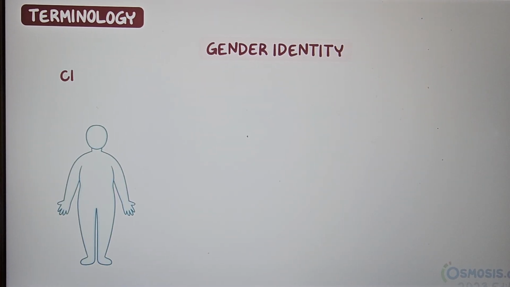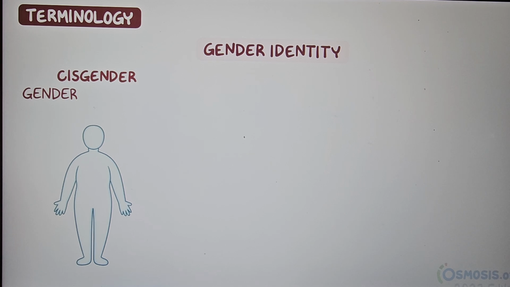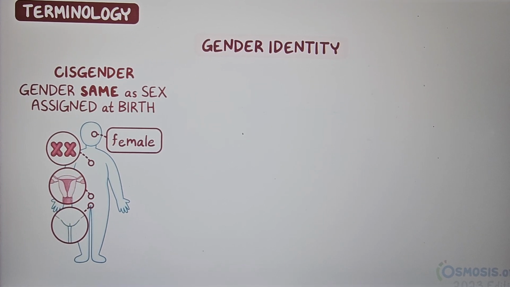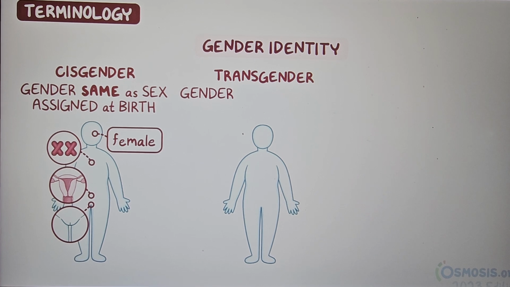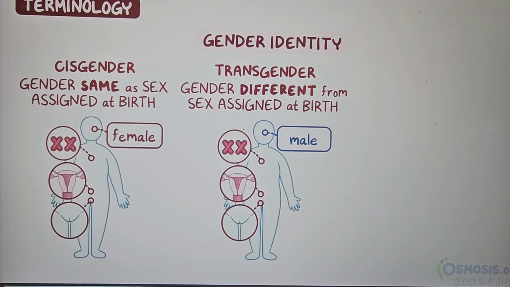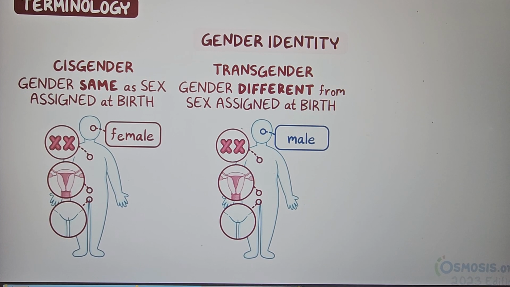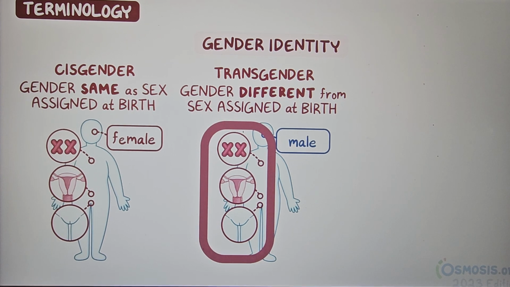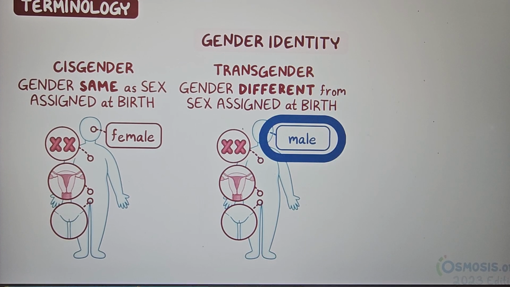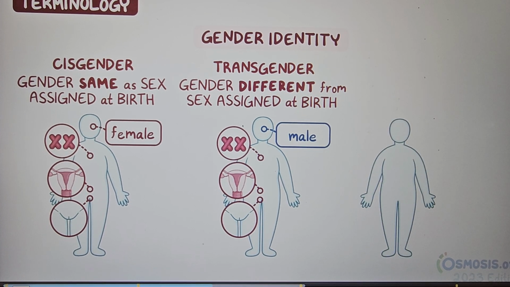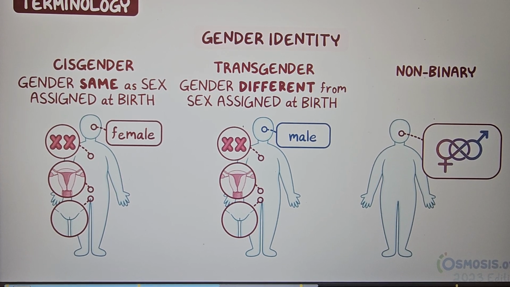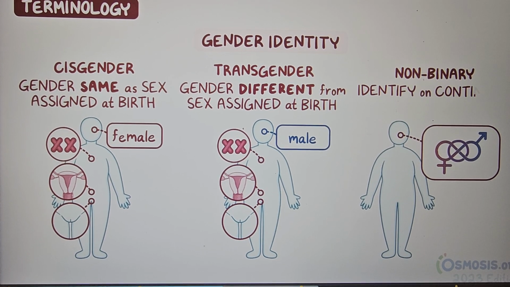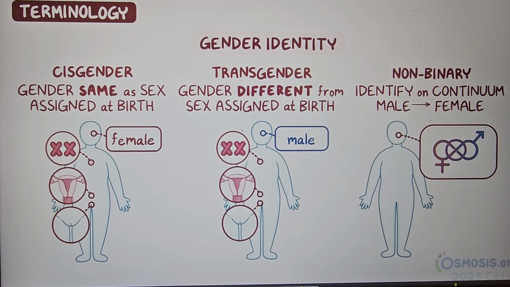So, a person who's cisgender has a gender identity that's the same as their sex assigned at birth, and a person who's transgender is someone whose gender identity is different from their sex assigned at birth. For example, a transgender man is someone who is assigned female at birth but identifies as a male. Additionally, people who are non-binary may not identify as one gender at all, but instead identify on a continuum between male and female.